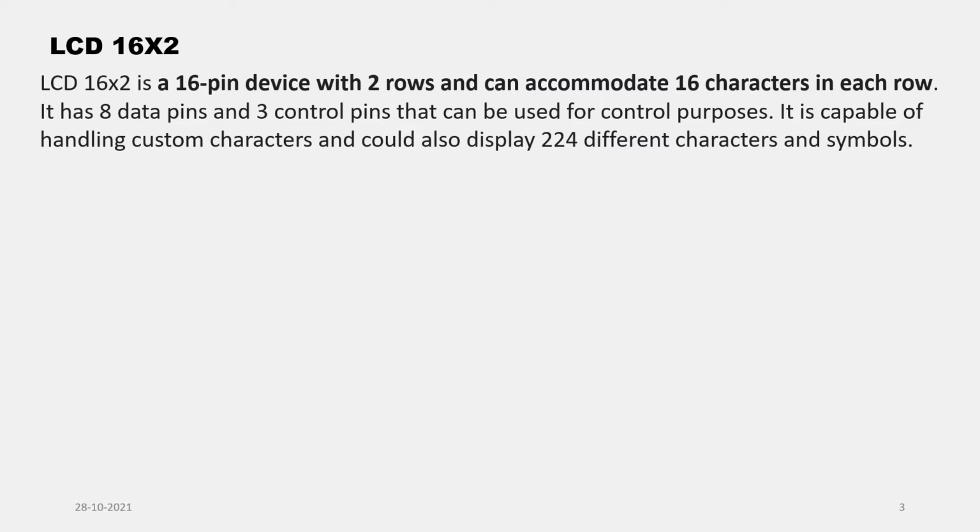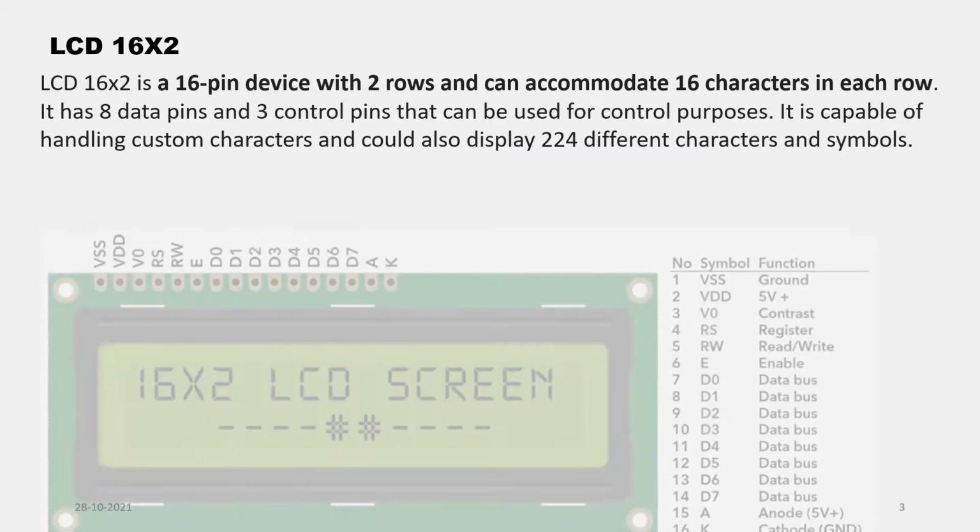Then the LCD 16 by 2. The LCD 16 by 2 is a 16-pin device with 2 rows and can accommodate 16 characters in each row. It has 8 data pins and 3 control pins that can be used for control purposes. It is capable of handling custom characters and can also display different characters and symbols.